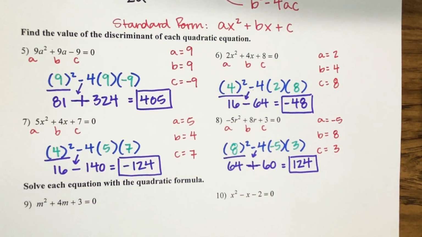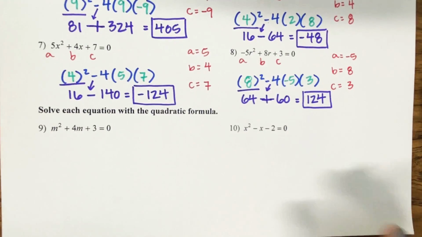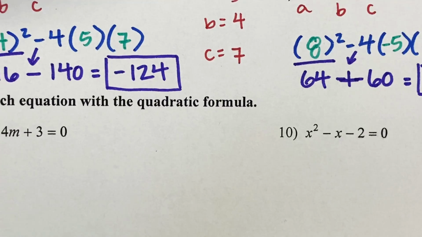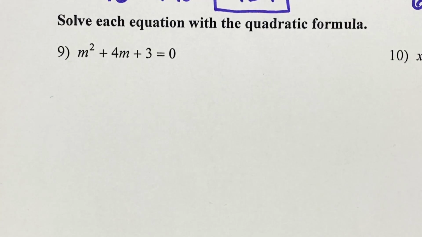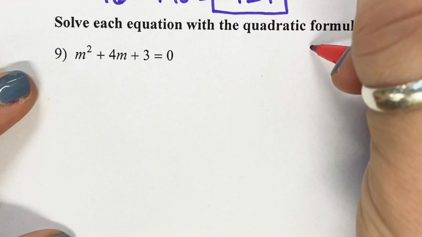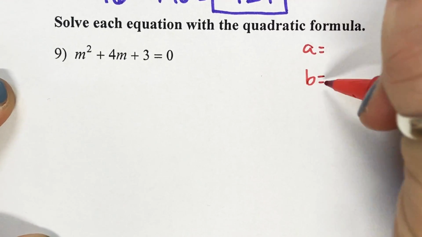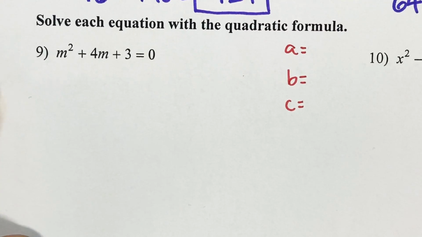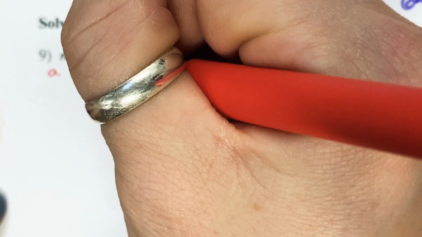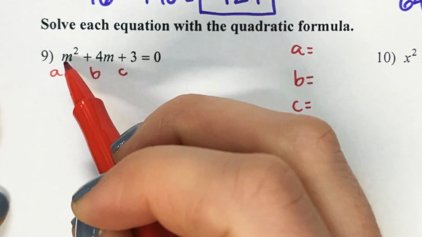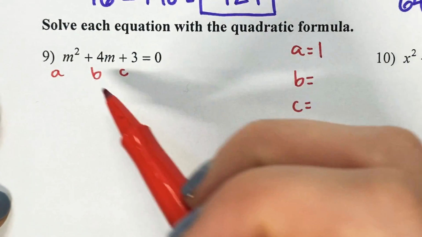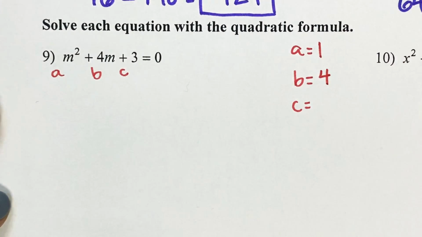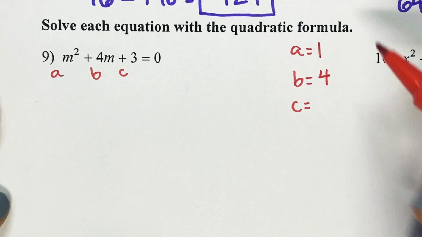in numbers 5 through 8. On numbers 9 and 10, we're actually going to solve the whole thing. Okay, so the first thing we want to do, always, is identify our A, our B, and our C. Okay, so for number 9, our A is 1, because it's right in front of the m squared. Our B is 4, and our C is 3.